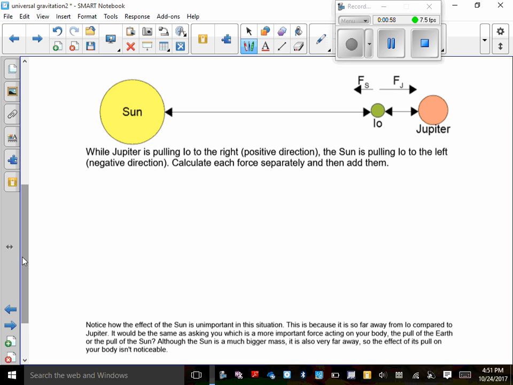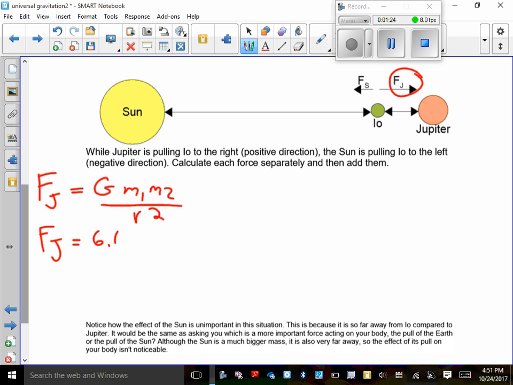Okay, so let's do the force from Jupiter and then we will do the force from the Sun. Okay, force of Jupiter. So we're doing this force first, right here. Okay, G m1 m2 over r squared. Okay, putting in the values. G is 6.67 times 10 to the negative 11 Newton meters squared per kilogram squared.